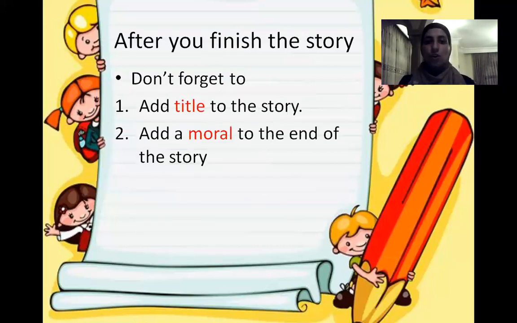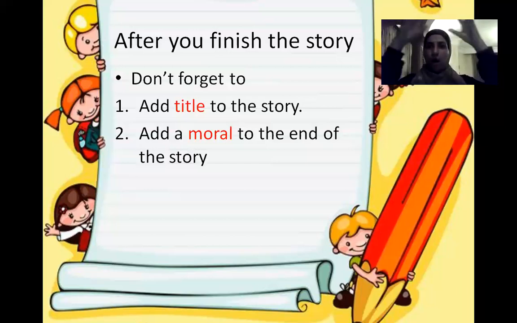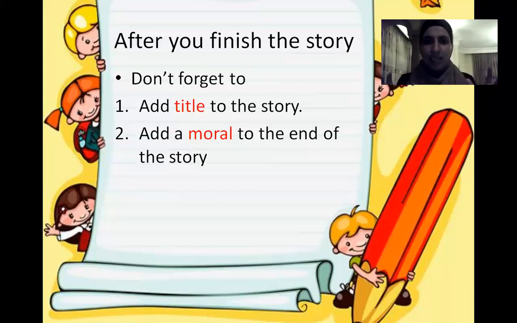After you finish the story, now you have written the story, you should write an appropriate title for the story. Don't write the title first. You should write the story, then write the title, because after you finish the story, you will choose the best title in the world. And the title is very important, because if the title is nice, it will encourage people and make them want to read your story. And if it's just boring or regular, it will not be very interesting to read.